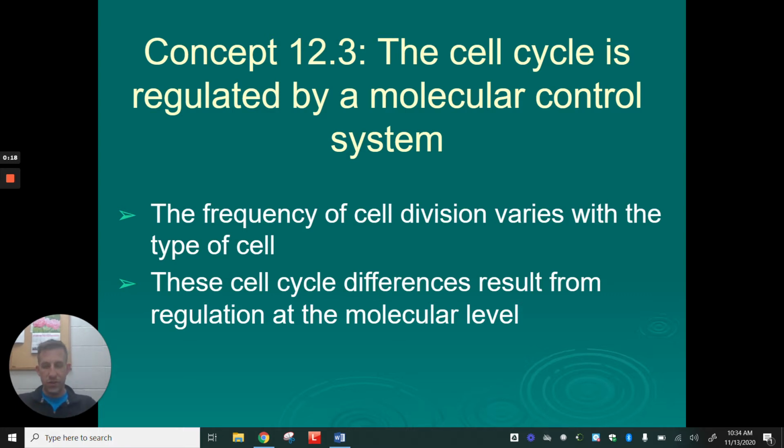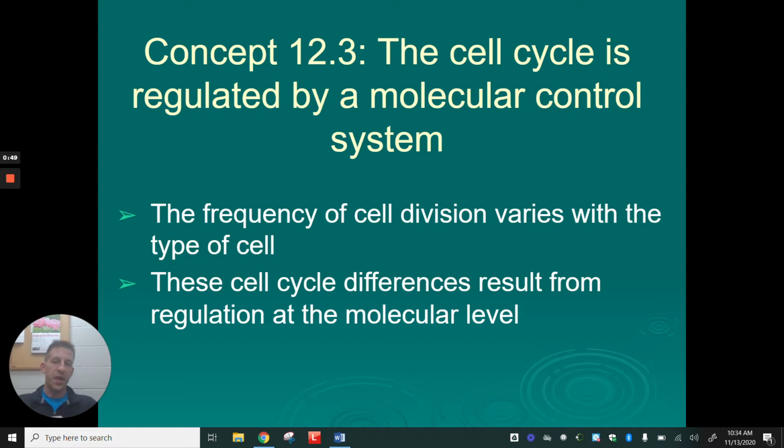molecular control systems. It turns out that how often cells divide can be different based on which type of cell we're talking about or which type of cell is under study. And the differences actually result from regulation at the molecular level. So based on whether it's a heart cell versus a liver cell or whatever, the cell cycles in those cells are going to be different based on where they're at, and they need to be regulated as such.